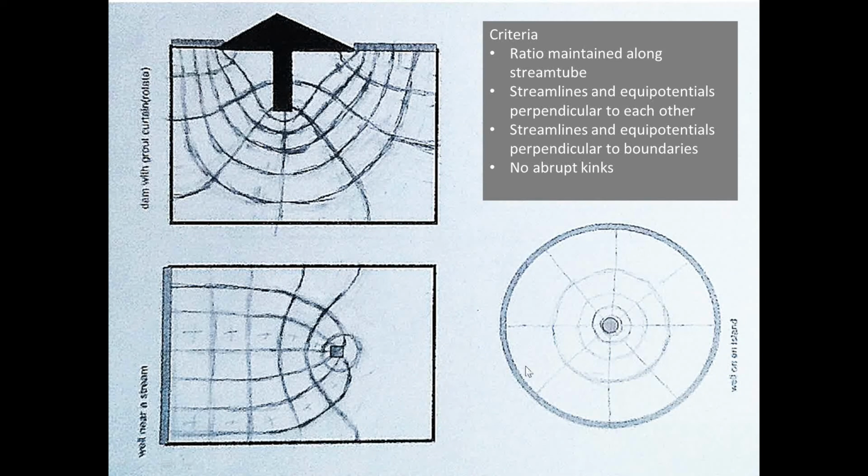This is the well on the island problem, and this is very symmetric. This is really fairly straightforward to do, so long as you make sure that this ratio is maintained along the stream tube. And so what that means is that as you go in towards the center, the spacing between the equipotentials needs to decrease to maintain a constant ratio. As you get closer and closer, the spacing between the equipotentials gets closer, and what that means is that the gradient is steepening as you get closer to this well at the center of the island.